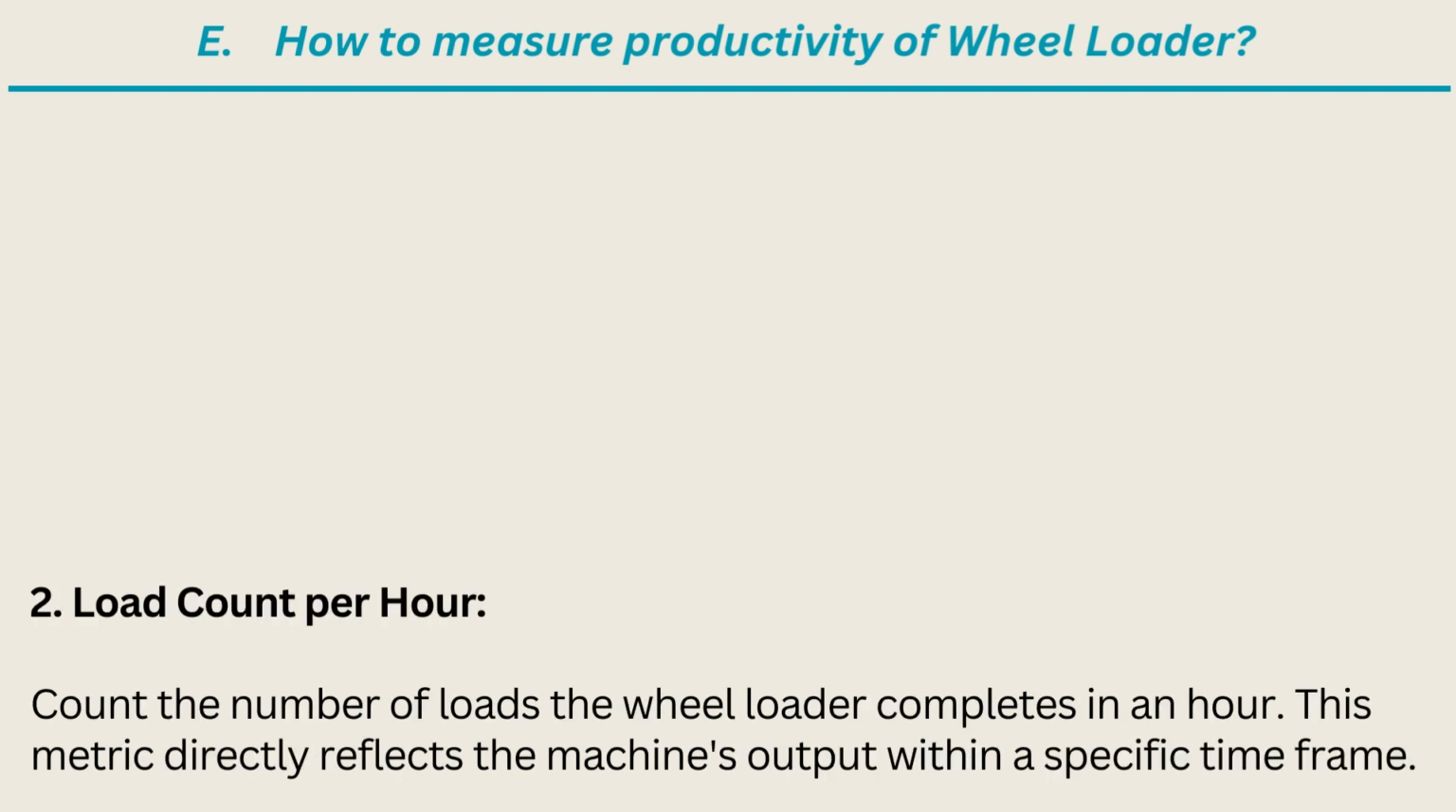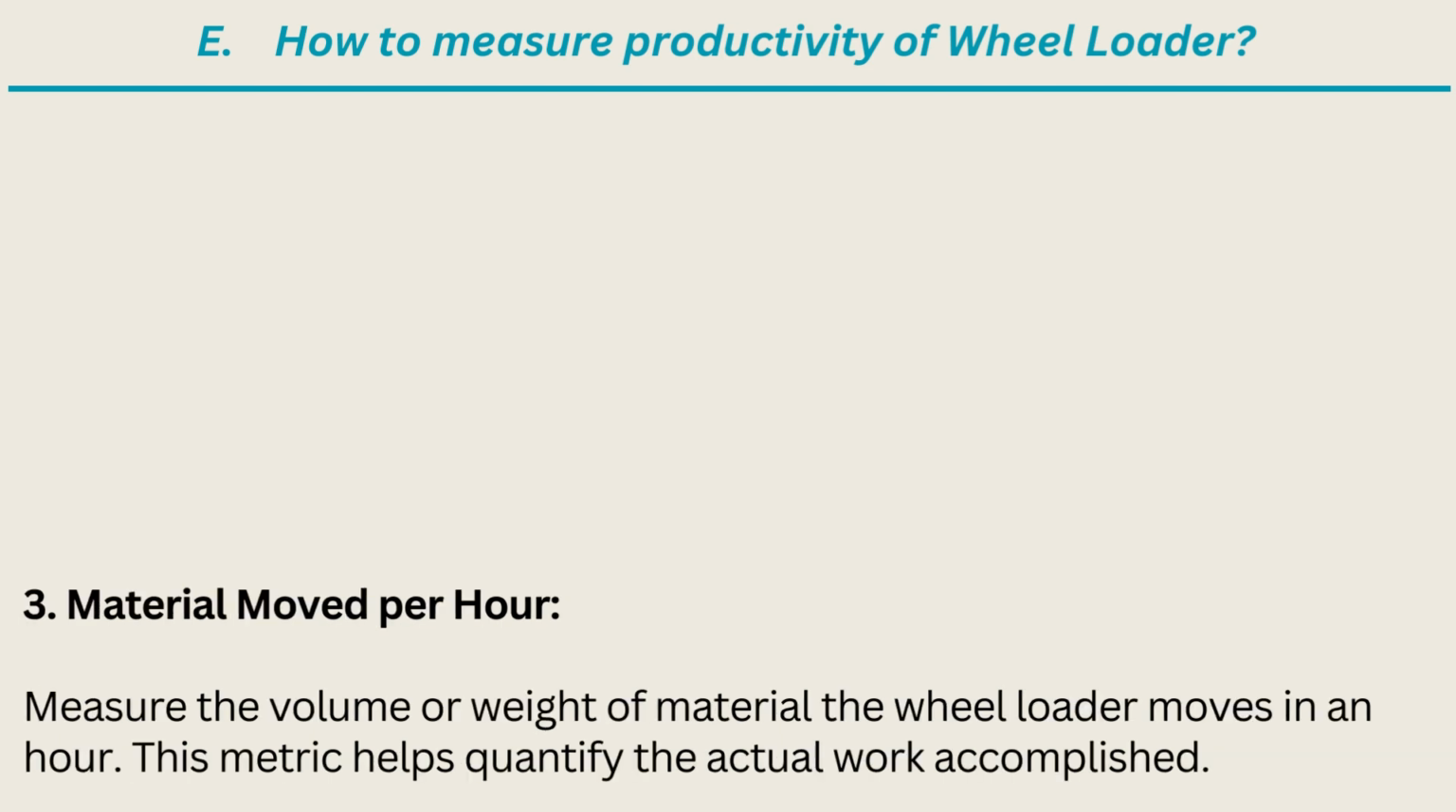2. Load count per hour. Count the number of loads the wheel loader completes in an hour. This metric directly reflects the machine's output within a specific time frame. 3. Material moved per hour. Measure the volume or weight of material the wheel loader moves in an hour. This metric helps quantify the actual work accomplished.